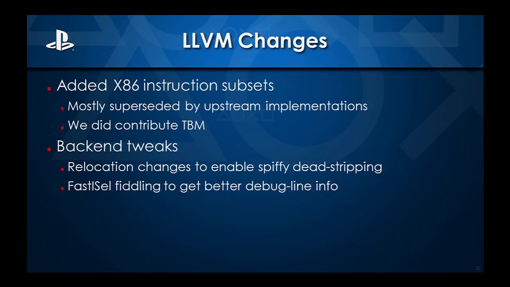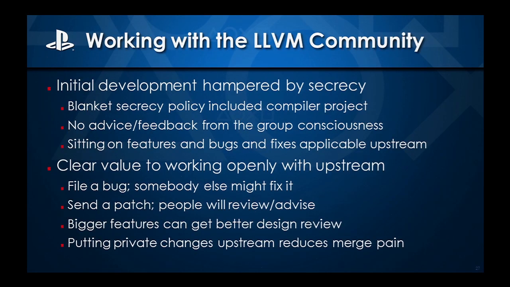We've done some other back-end tweaks. We had to do some relocation changes so that the relocations have the correct information that the linker can use to do the spiffy dead stripping. And more debug stuff: I've fussed with FastISel to help the line numbers line up with the instructions a little better. GDB doesn't seem to have as much of an issue as our debugger does, so it's not real urgent to get that upstream, but it's something we've had to do.